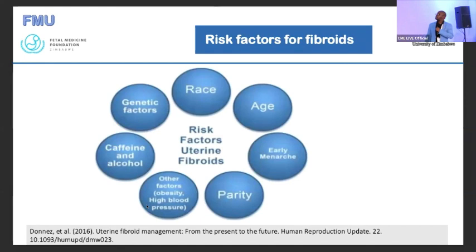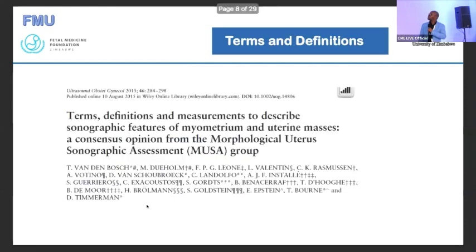What are the risk factors for fibroids? We talked about this earlier: genetic factors, race, age, early menarche and late menopause, and parity, so oligoparity and nulliparity carry a higher risk of developing fibroids. Other factors include obesity, high blood pressure, caffeine and alcohol.